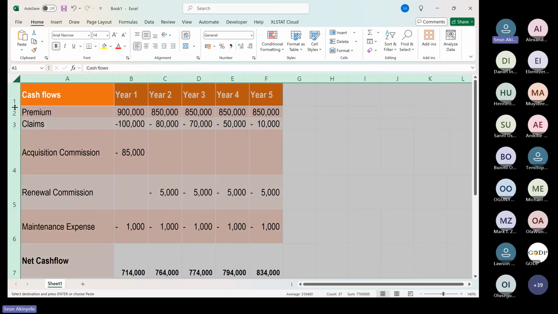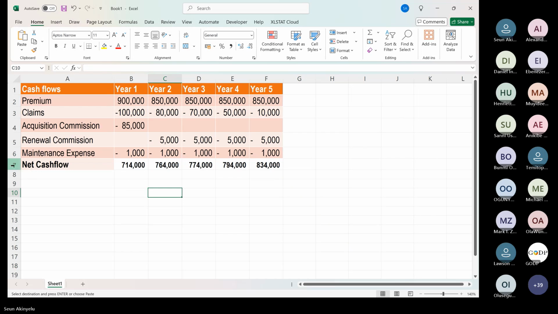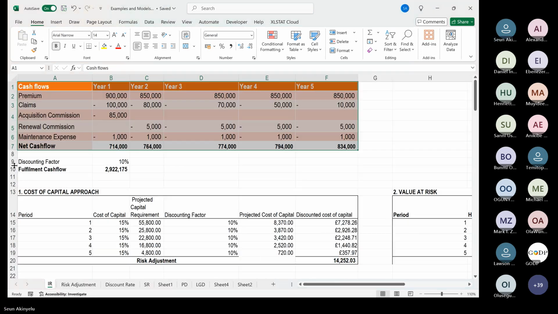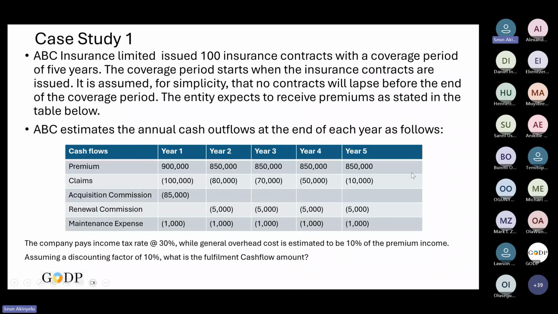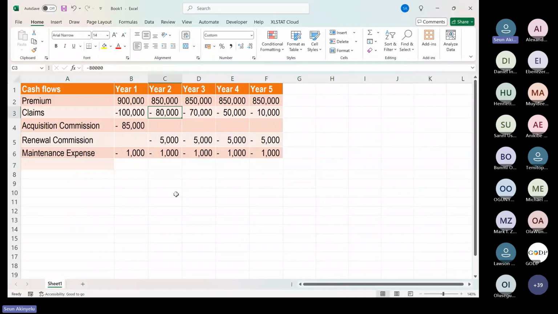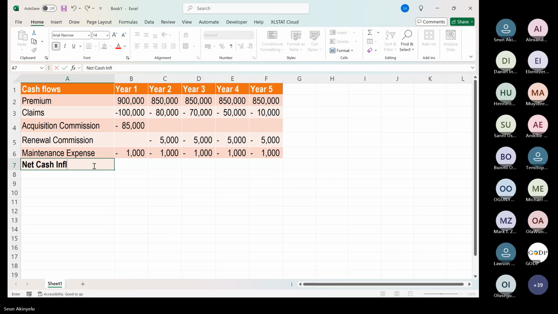So I think this should be the same thing I have on this slide. 900, 850, 850, 850. Minus, so this is the same thing I have here. So how do we calculate the fulfillment cash flow? It is the PV of all cash inflow and cash outflow. So these are all the inflows. These are all the outflows for the period estimated. So I can now have net cash outflow or net cash inflow, which will be the summation of all of these things.